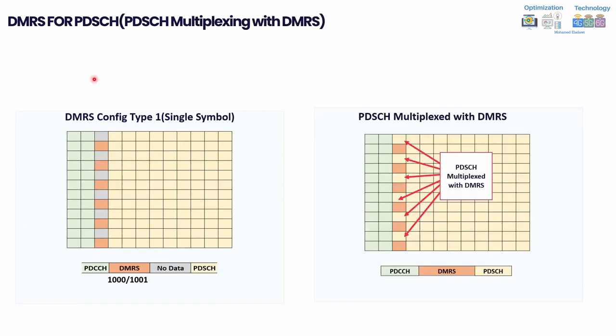Now moving forward, the feature used for DMRS for PDSCH is called PDSCH multiplexing with DMRS. What does it mean? Okay, assume the previous example which we highlighted. Assume that we have a single user MIMO using 2 antenna ports, receiving rank 2, and is using every second resource element. However, the remaining resource elements are not being used and no data is being transmitted here. So these resources are not actually utilized.